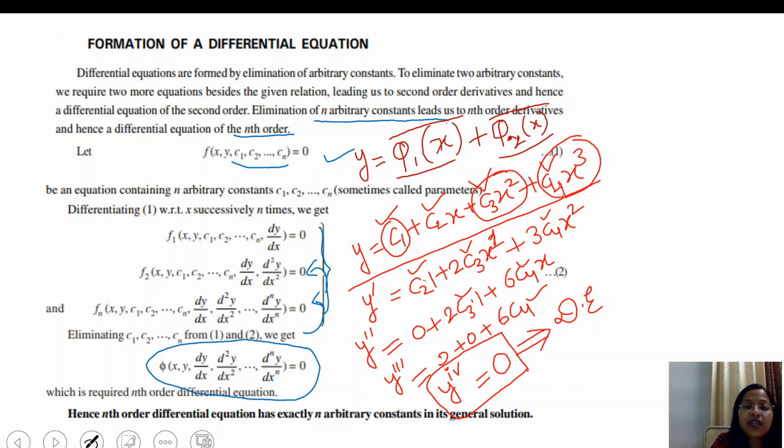Of course we need to differentiate it. Whatever method we follow to form the differential equation, definitely we have to differentiate the solution, and that will give us the differential equation. In this way we can form differential equations as well.